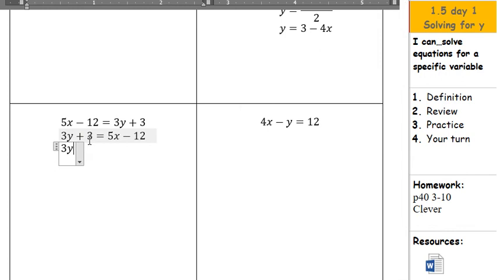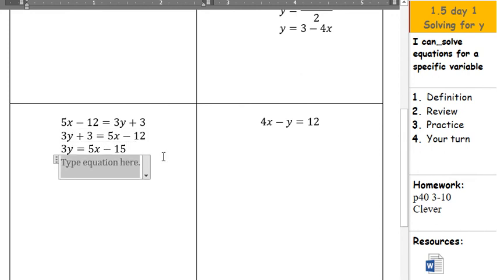So 3y equals 5x minus 12 minus 3, so minus 15, because my minus 3 came over here to join the minus 12.